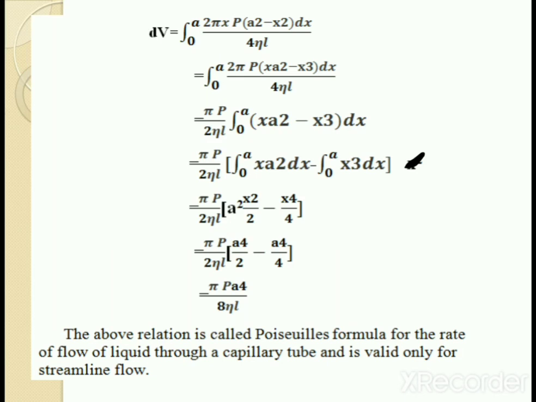So from the last video and this video we got the velocity and volume of the liquid flowing out. That equation is called Poiseuille's equation for the flow of liquid through a tube.